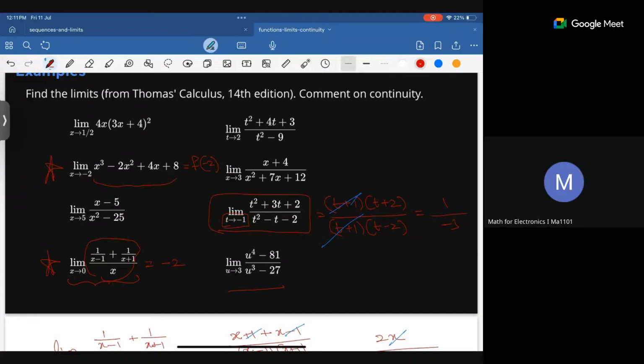Okay, so 3 simple rules. Directly substitute when you are confident that it is continuous. When you directly substitute, if you are facing any difficulties or if you are facing this 0 by 0 or infinity by infinity, then you have to simplify your expressions. Okay, so some terms will get cancelled out, then substitute it back.